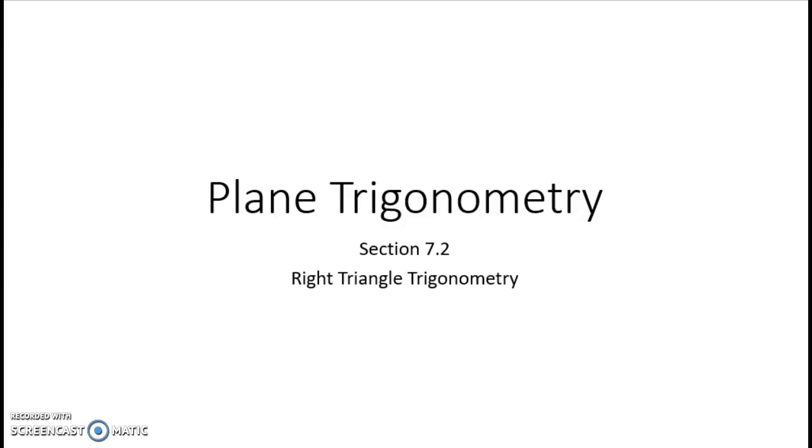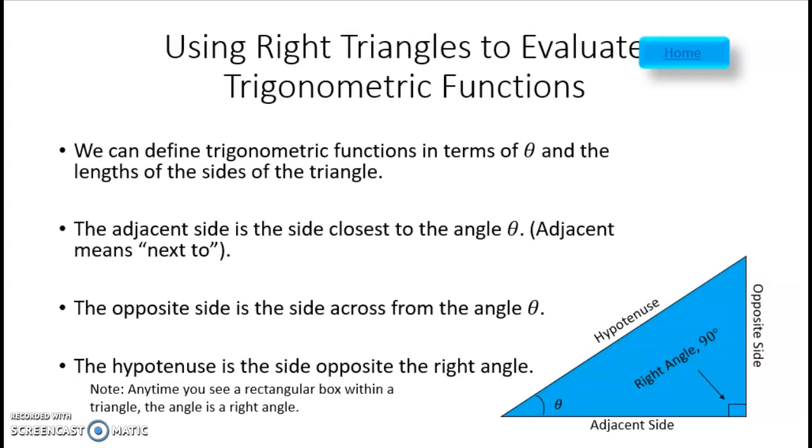Alright, in 7.2 we're talking about right triangle trigonometry. We can define trig functions in terms of theta and the length of the sides of the triangle. The adjacent side is the closest side to theta. Adjacent means next to. For this theta right here, the closest side to it is this one, so that is the adjacent side. Now the opposite side is across from angle theta. So opposite from angle theta, there's your opposite side.